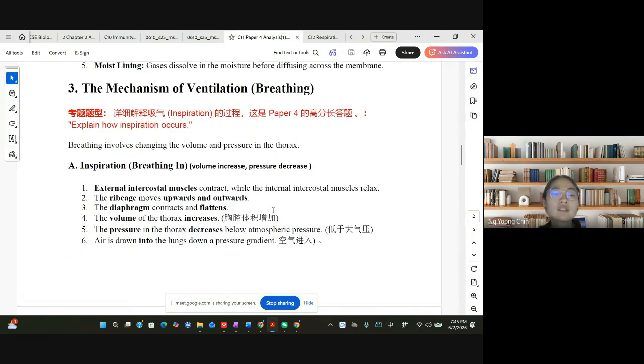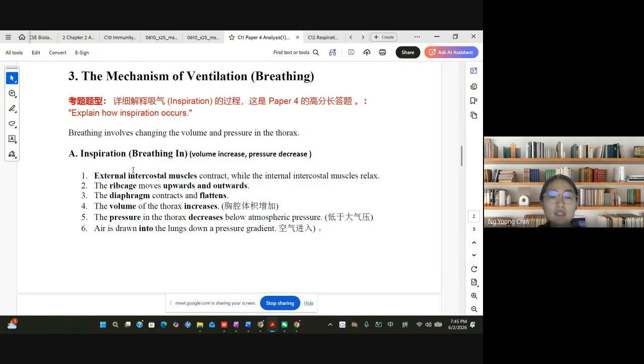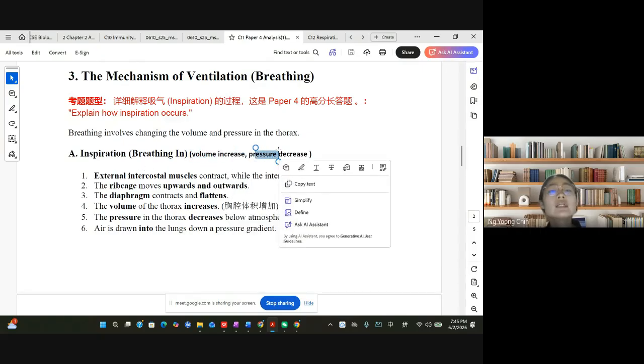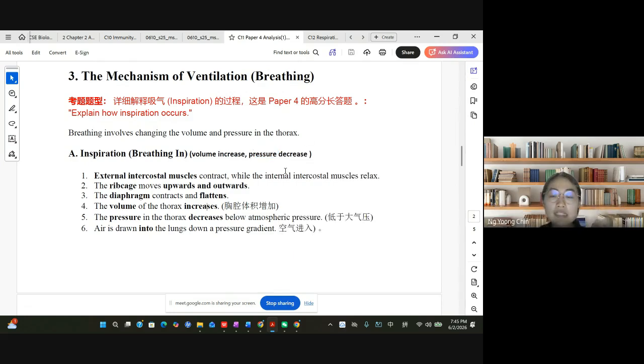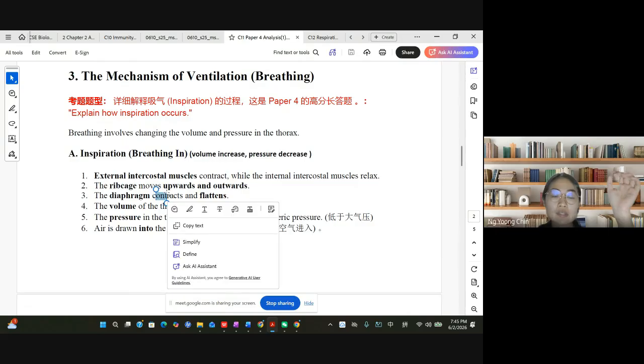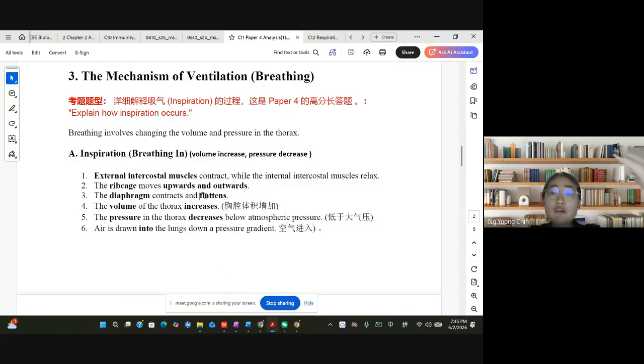So that's why during inspiration, your purpose is to increase the volume and decrease the pressure. So your external intercostal muscle will contract while the internal intercostal muscle relaxes, so the rib cage moves upwards and outwards. That's why the diaphragm will contract and flatten. Your diaphragm is dome shaped naturally.